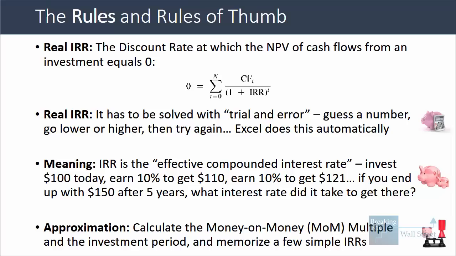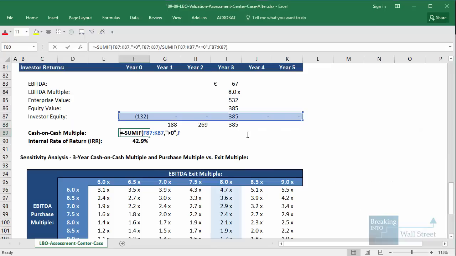The money on money multiple is just how much you get back, so the 385 here, divided by how much you put in, the 132 in this case. And you can just do the math in your head and see it is roughly a 3x multiple. In more precise terms, it's about 2.9x, but you can just look at the numbers and tell that it is roughly tripling your money over 3 years.